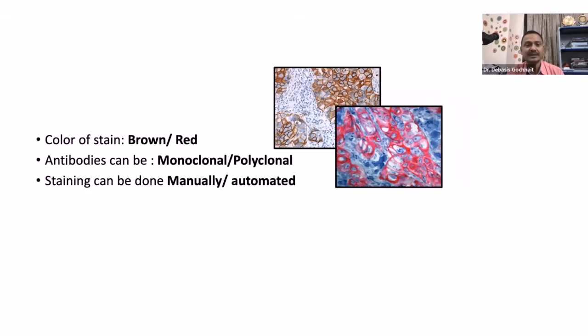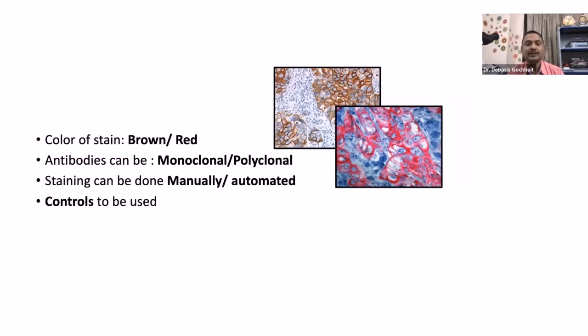Now how is this done? Staining can be done manually, or nowadays in most high volume centers where we are doing a lot of staining, it can be done by an automated IHC stainer. So you can just remember it can be done manually, or by automated methods.